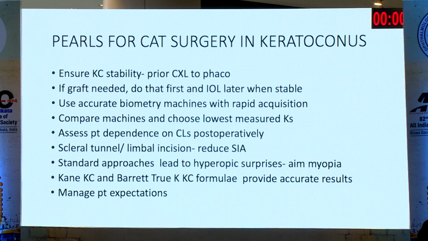So the pearls for cataract surgery in keratoconus are that you ensure KC stability prior. You can do either the CXL or the graft, whichever is required, and later the IOL when the condition is stable. You need accurate biometry machines for rapid acquisition, so that the tear film does not contribute to errors preoperatively in the biometry. You need to assess the patient's dependence on contact lenses postoperatively.